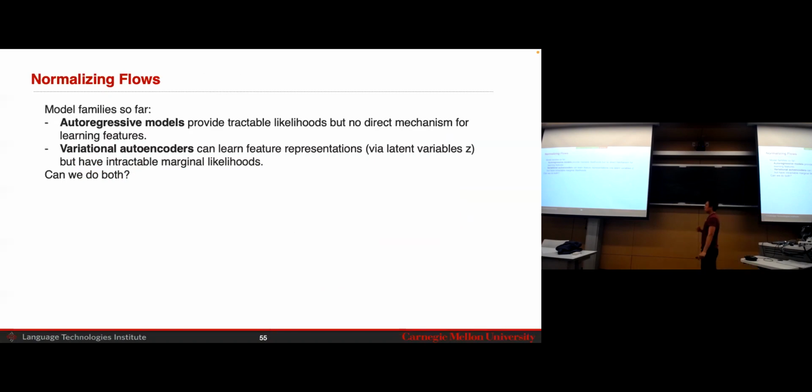Cool. The next generative model we're going to talk about is called normalizing flows. And we've seen 2 model families so far. Autoregressive models have exact likelihood. And another big issue is that there's no way of directly computing features. There's no p of z given x. Variational autoencoders can learn feature representations. They have a p of z given x very explicitly, but they have to use approximation to estimate the intractable log likelihood. And normalizing flows is actually a way of doing both.